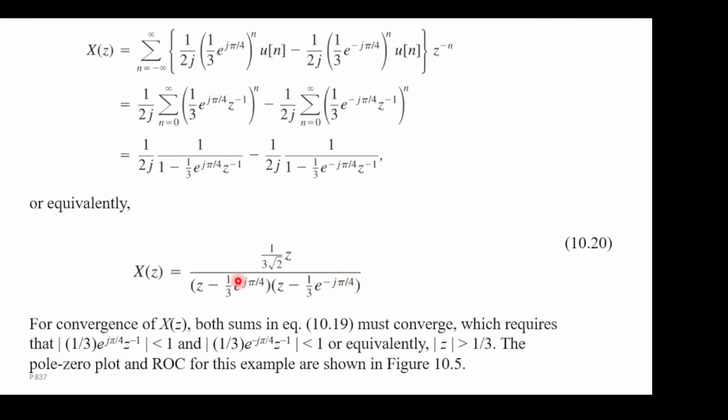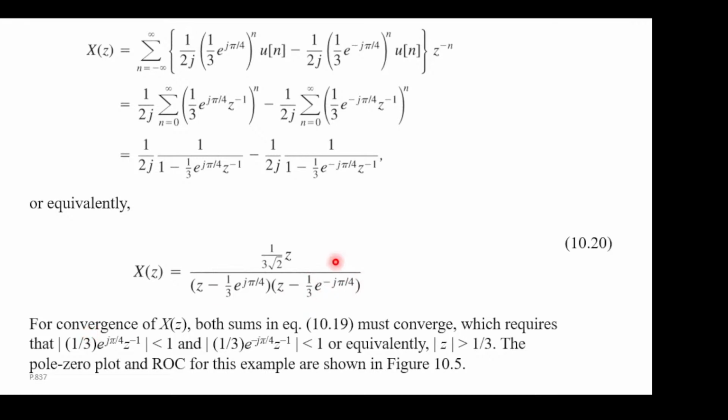So this is in the rational form. We believe that we did the calculation right: 1 over 3 over root 2 z, and you can see the two roots here, so they should be correct. The roots are 1 over 3 e to the j pi over 4, and 1 over 3 e to the minus j pi over 4.